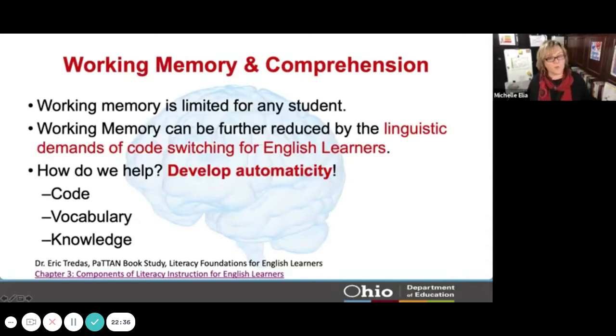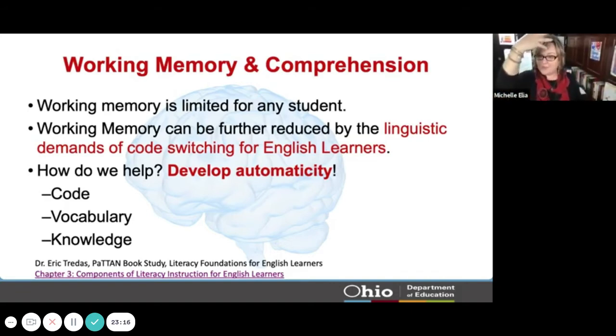Okay, but we don't want to underestimate the impact of working memory. I linked in the Padlet this wonderful book study that Dana, I know, is participating in, and I have not had time to participate in, all about the book Literacy Foundations for English Learners. And chapter 3, the recording, I linked in the Padlet for all of you because I thought it was excellent. One of the conversations in the chapter 3 recording of the book study was all about working memory. Dr. Eric Treatise was there, and he was talking about the limitations of working memory. And for all students, there's only so much we can handle in our working memory.